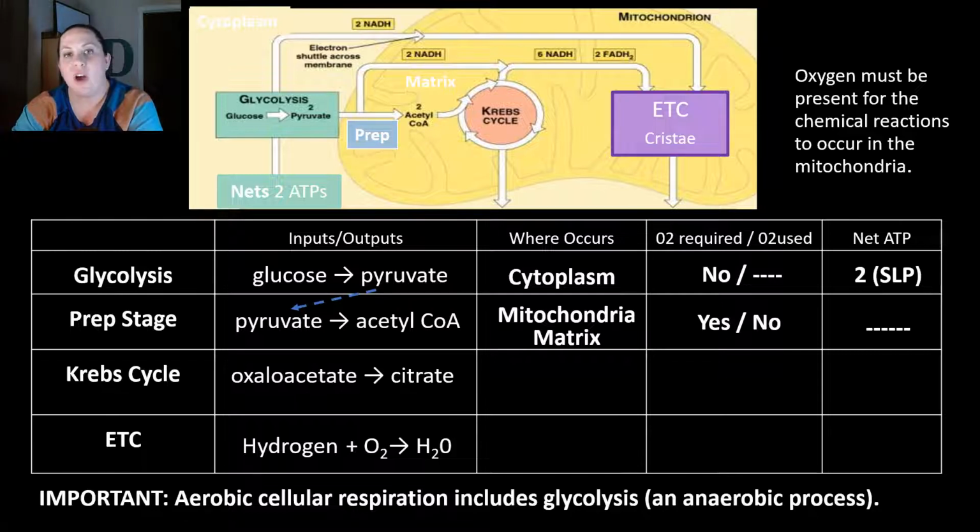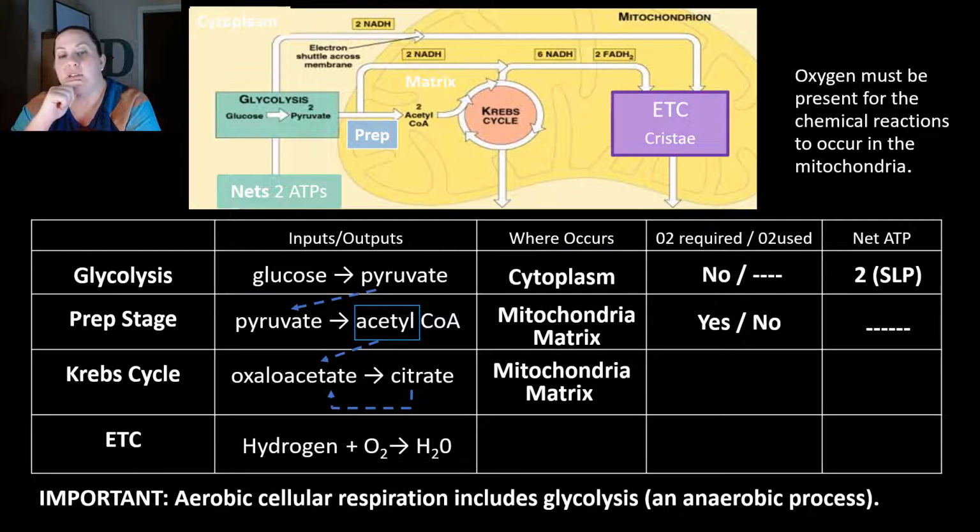Now that acetyl-CoA is going to then enter into the Krebs cycle. When it enters into the Krebs cycle, it's going to merge with another product, oxaloacetate. This oxaloacetate is ultimately going to become citrate plus that acetyl-CoA. So acetyl-CoA gets added to the oxaloacetate and creates citrate. This also takes place in the mitochondrial matrix, so inside of that fluid in the mitochondria.